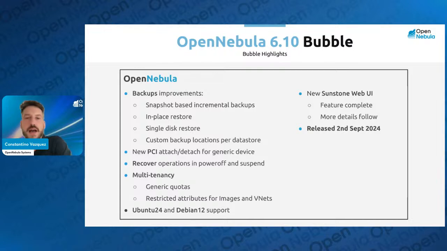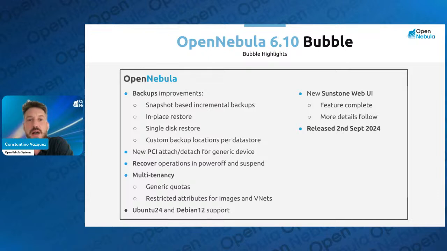We also added a way to attach and detach PCI devices to virtual machines. Before 6.10, you basically had to create a new virtual machine if you wanted to add something like a new GPU, for instance, but now it's possible to do that on existing virtual machines on demand. Also, we introduced operations to recover VMs in power off and suspend, typical VM lifecycle operations that were missing.